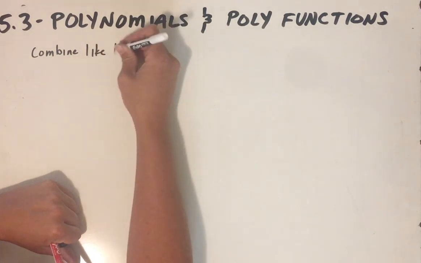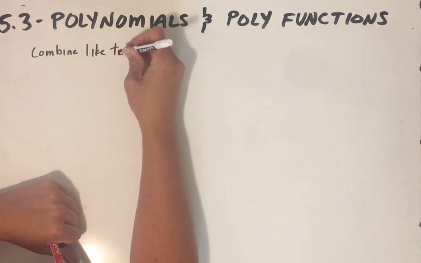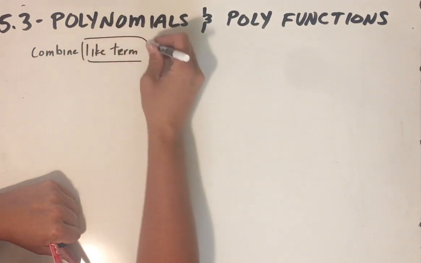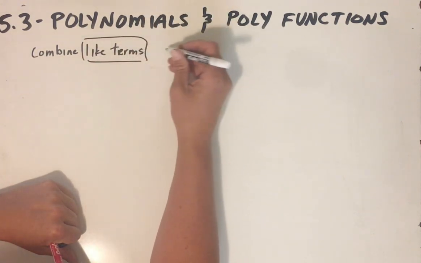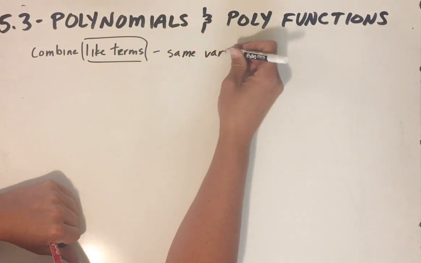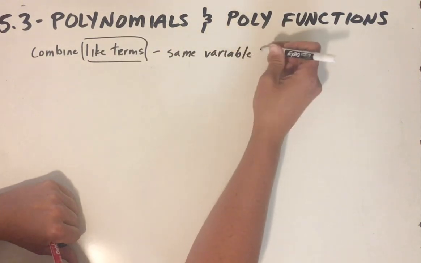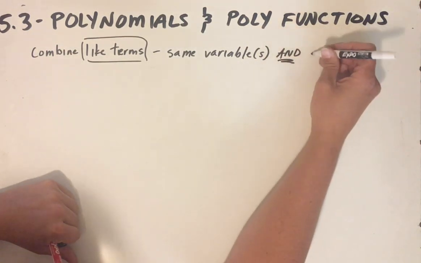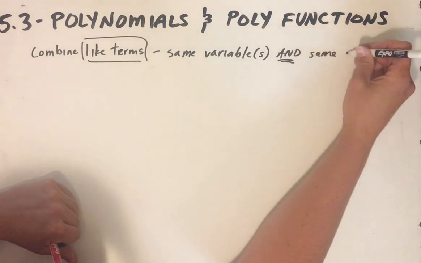Well, first of all, we need to know what a like term is. Well, like terms have the same variable and, this is a very crucial conjunction, the same exponents.